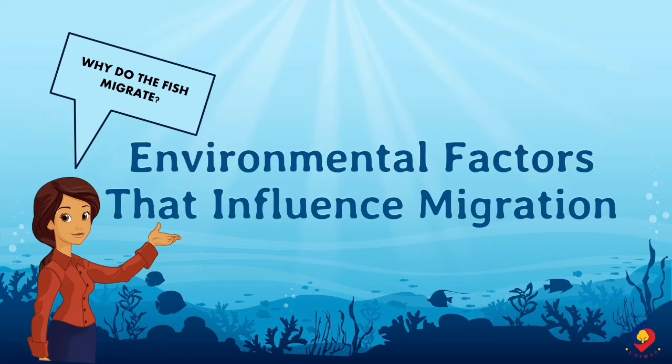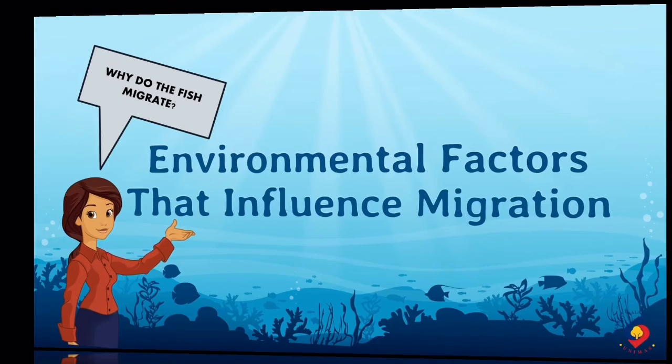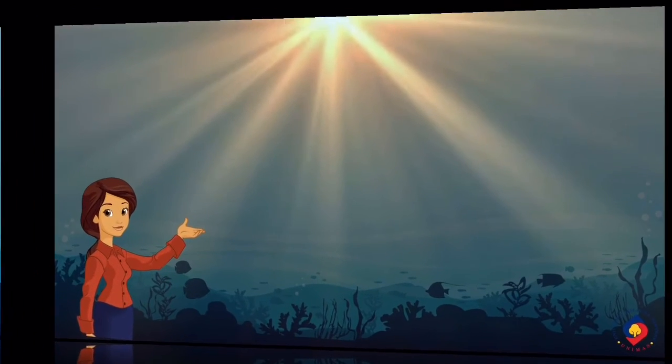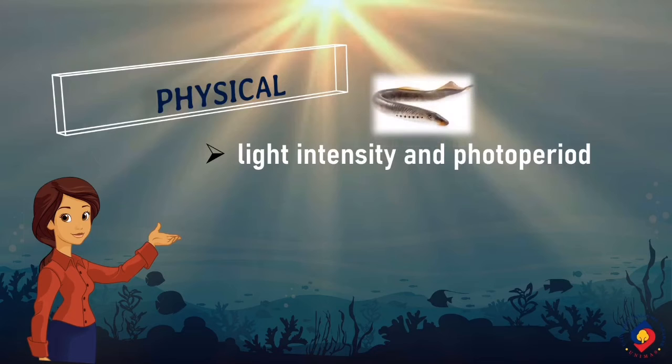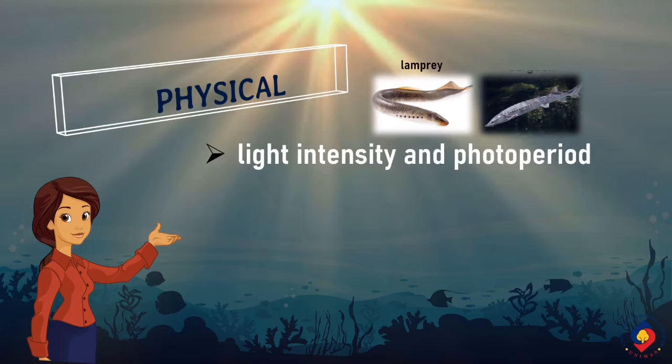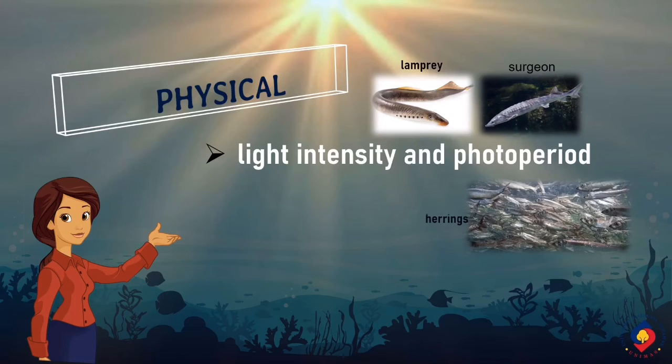So, there are several environmental factors that influence fish migration. The first factor is light intensity and photoperiod. Some of the species are attracted toward light and can be trapped by placing light at suitable points. Lampreys and sturgeons migrate during night, whereas herrings migrate during full moon.